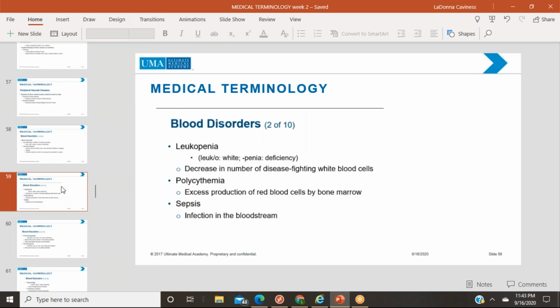Leukopenia. Leuko means white, and penia means deficiency. Decrease in number of disease-fighting white blood cells. Polycythemia is excess production of red blood cells by bone marrow. Sepsis is infection in the bloodstream.